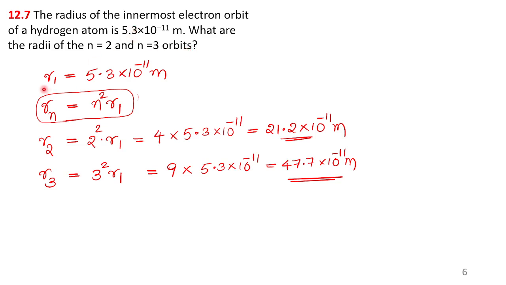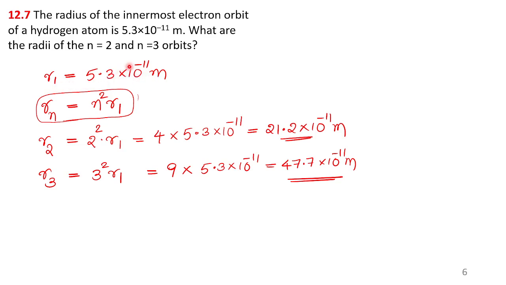So R1 is given in the question. R1 is 5.2 into 10 to the power minus 7. R1 is the radius of the electron which is moving in the first energy state. The radius of the electron moving in the first orbit, that is R1. Given.